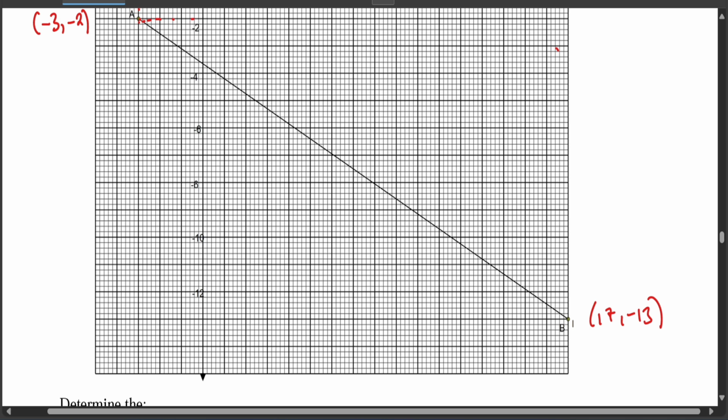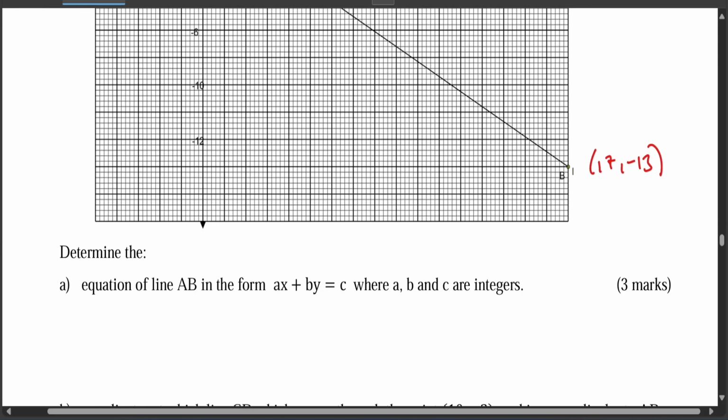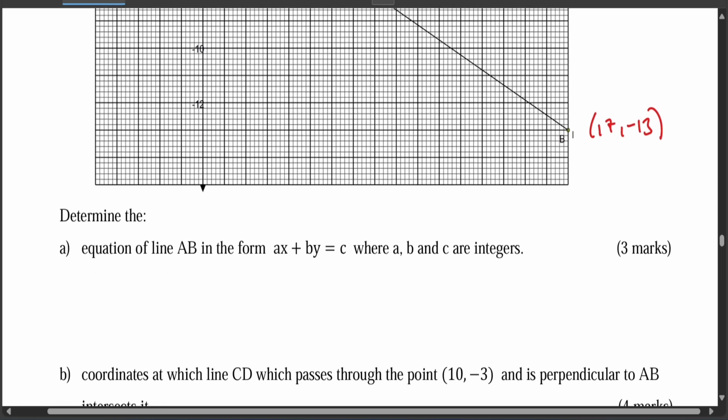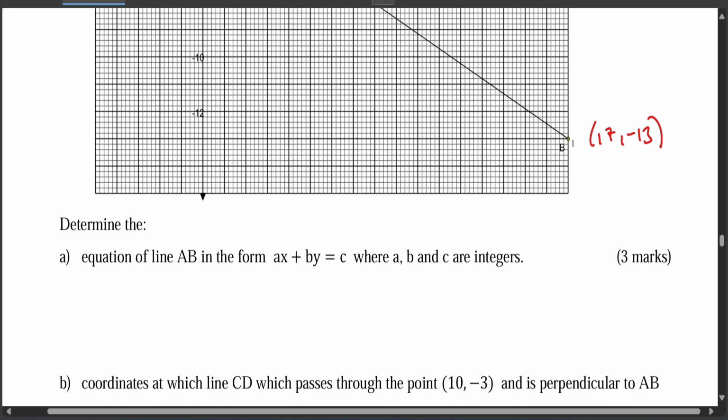All in all tunaendelea. So 17, -13, that is point B. Now let's go to the question. What does the question want us to find out? Does it want us to find the value of x, or does it want us to find the equation of a line? So let's read the question. The question says determine the equation of line AB in the form ax plus by equal to c, where a, b, and c are integers.